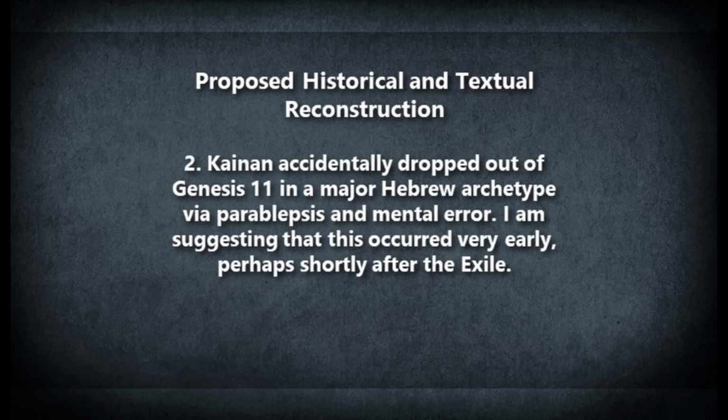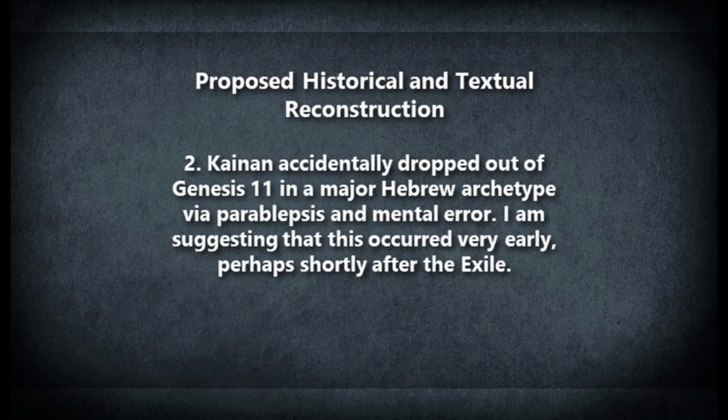I'm suggesting this happened very early. The consonantal text is very repetitive in Genesis 5 and 11. The syntax is repeated over and over again, very similar. In Genesis 11, the numbers are very similar. So there's a possibility of a slip of the eye and a mental error as the scribe was writing. And of course, I'll have to justify this in an academic paper. I have about 80% of it worked out. But I think that that's what happened.